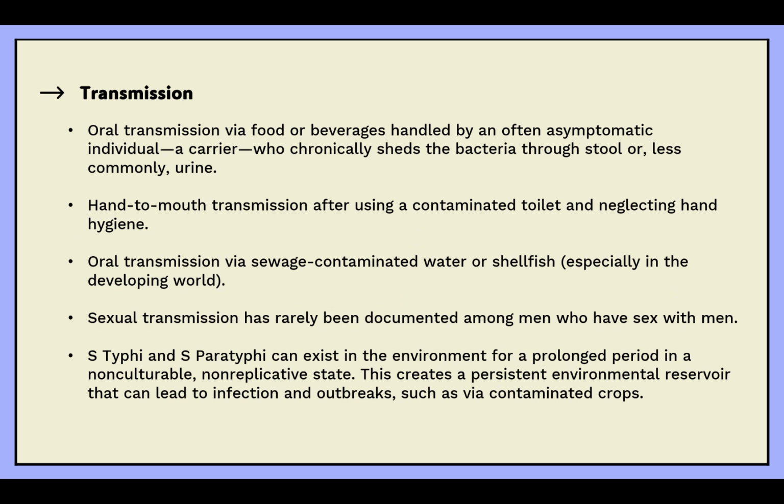Understanding how S. typhi spreads is crucial for breaking the chain of infection. The primary mode is oral transmission, often occurring when food or beverages are handled by an individual who is an asymptomatic carrier. These carriers chronically shed the bacteria through their stool and, less commonly, their urine. A very common and often overlooked route is hand-to-mouth transmission, which happens after an individual uses a contaminated toilet and neglects proper hand hygiene.